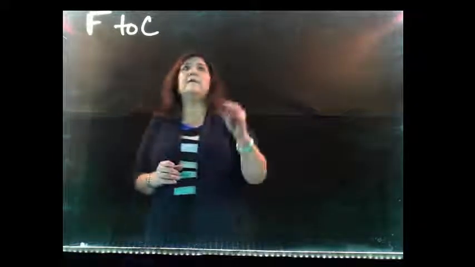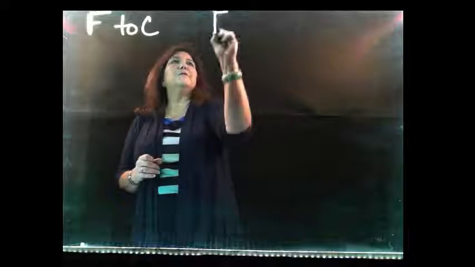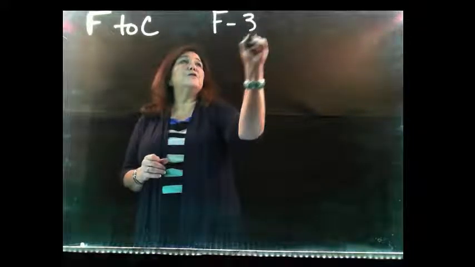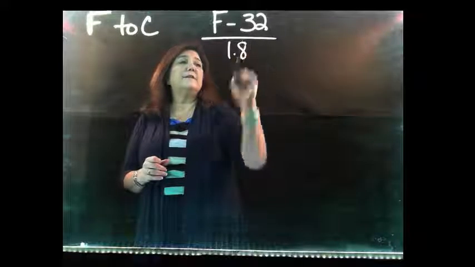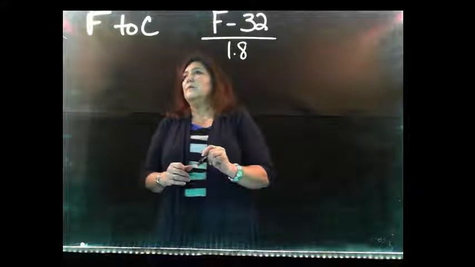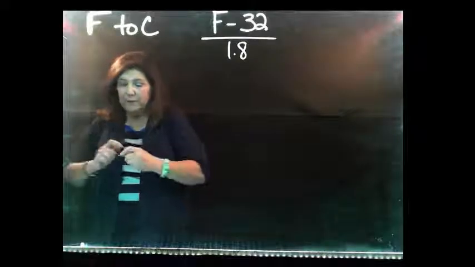So when we're going to go Fahrenheit to Celsius, we have a formula, and it's just a matter of making sure that you have the right formula for what you want to do and making sure that you just put your numbers in the right place. So when I'm going to go from Fahrenheit to Celsius, I'm going to use the following formula. My degrees in Fahrenheit, I'm going to subtract 32 from it, and I'm going to divide by 1.8. That's our formula.